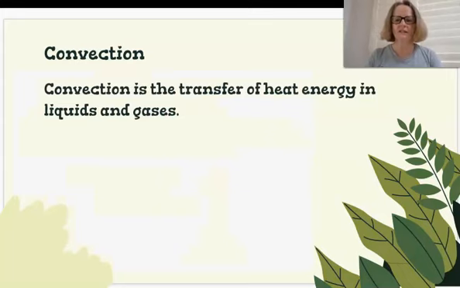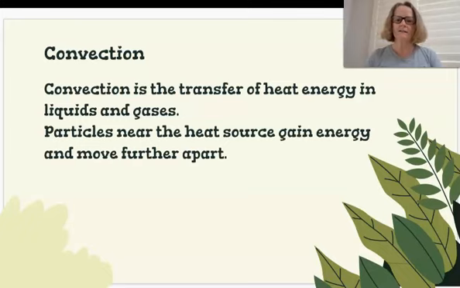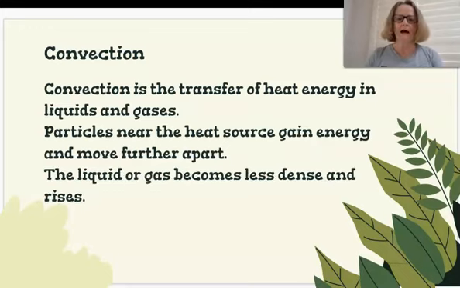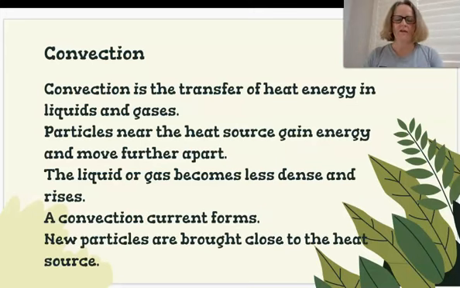Convection. Convection is the transfer of heat energy in liquids and gases. The particles near the heat source gain energy and move further apart because now they are not trapped in a lattice-like structure like they were in a solid. Particles in liquids and gases are free to move. And as these particles separate, the liquid or the gas becomes less dense and rises. So we get a convection current forming. New particles are then brought close to the heat source and the whole thing can start again.